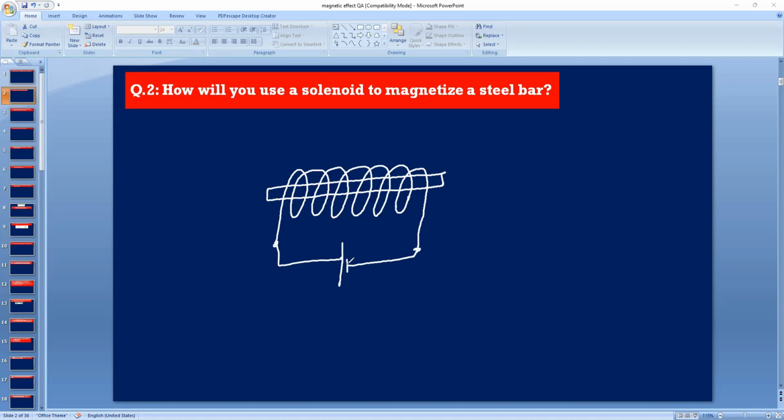In this case, the solenoid is giving magnetic field lines. We have placed a steel bar at the axis of the solenoid. Then this steel bar can get magnetized.